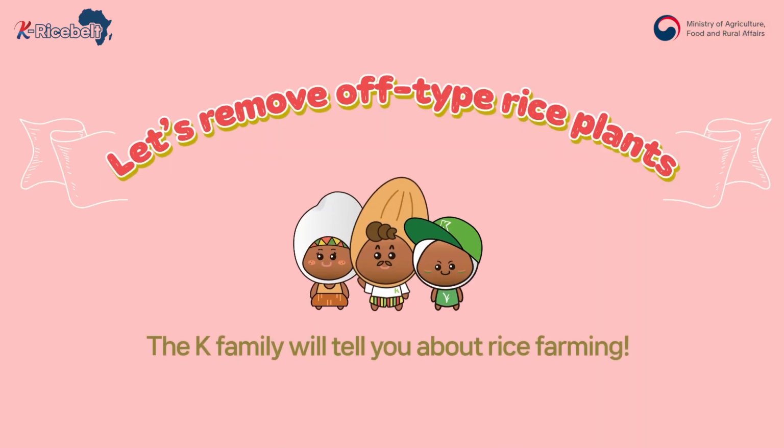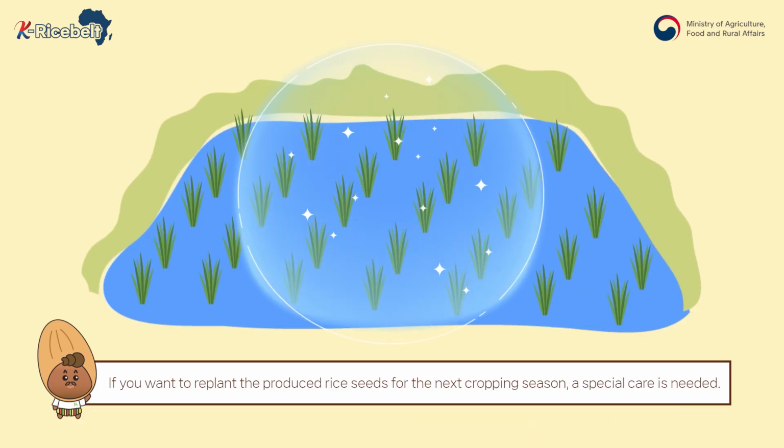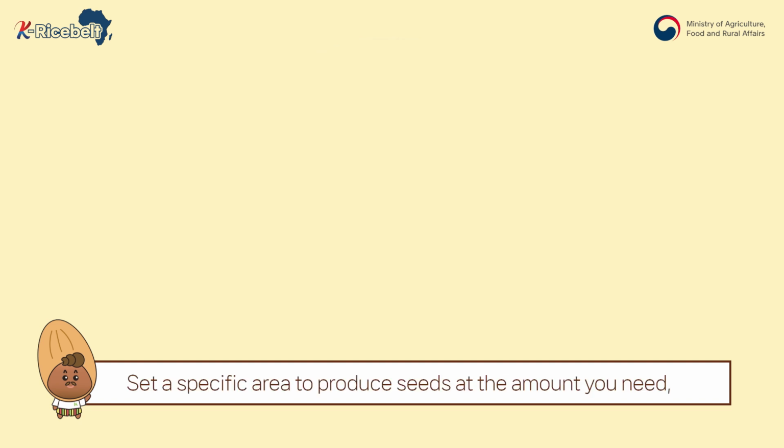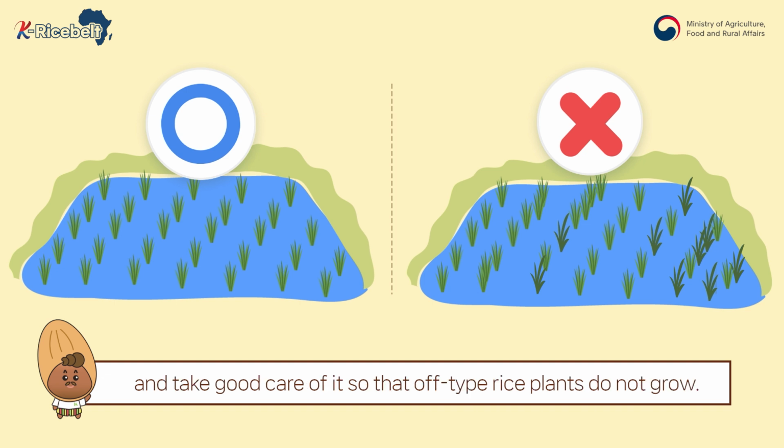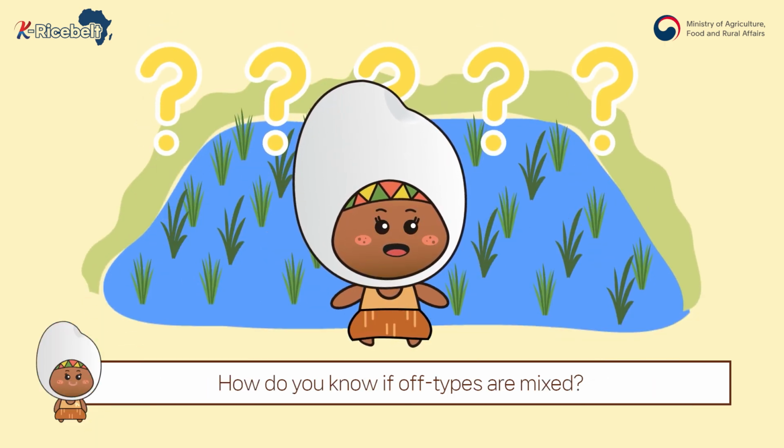Let's remove off-type rice plants. If you want to replant the produced rice seeds for the next cropping season, special care is needed. Set a specific area to produce seeds at the amount you need, and take good care of it so that off-type rice plants do not grow. How do you know if off-types are mixed?